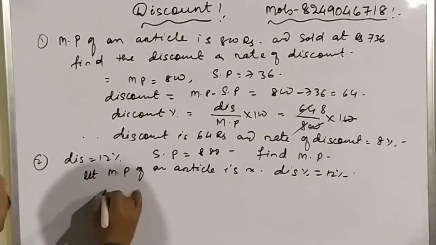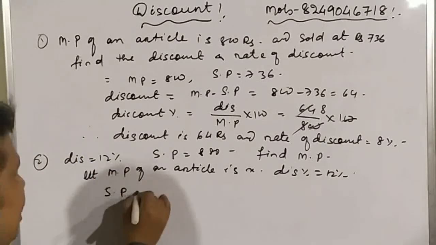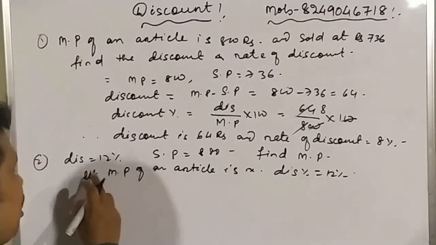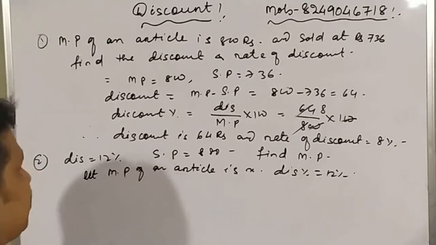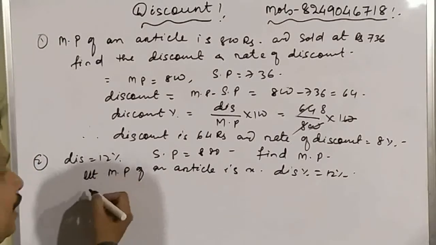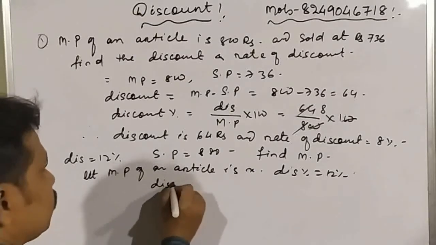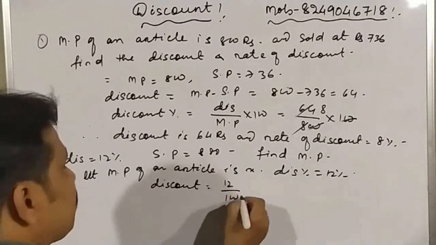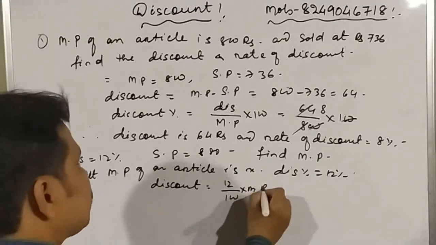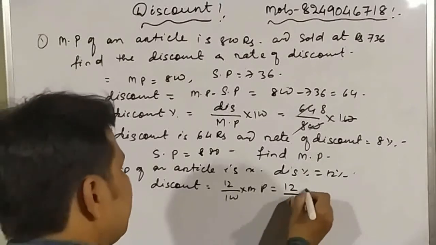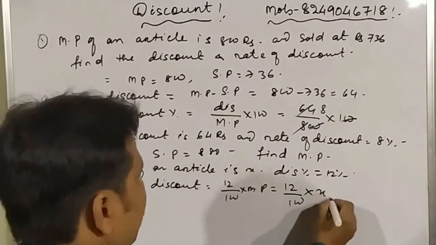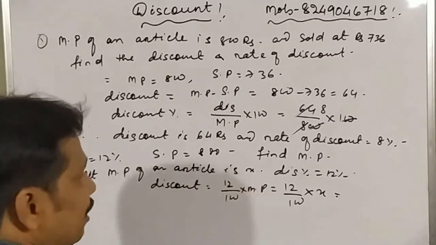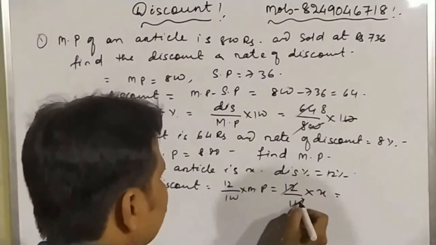Okay student, so selling price. How can we find out the selling price? First of all, we have to find out the discount and then the selling price. Here discount is given in percentage. So discount is equal to how much? 12 by 100. Discount percentage by 100 into mark price, which is equal to 12 by 100 into mark price, which is equal to how much? X. Because the mark price is not given and we have taken that, let the mark price be X. So here it will be how much?